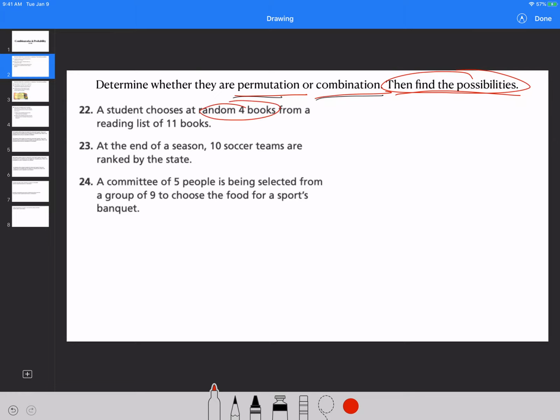All right, so a student chooses a random 4 books from a reading list of 11 books. So random 4 books. Does the order matter or not? That is the biggest question you want to ask.